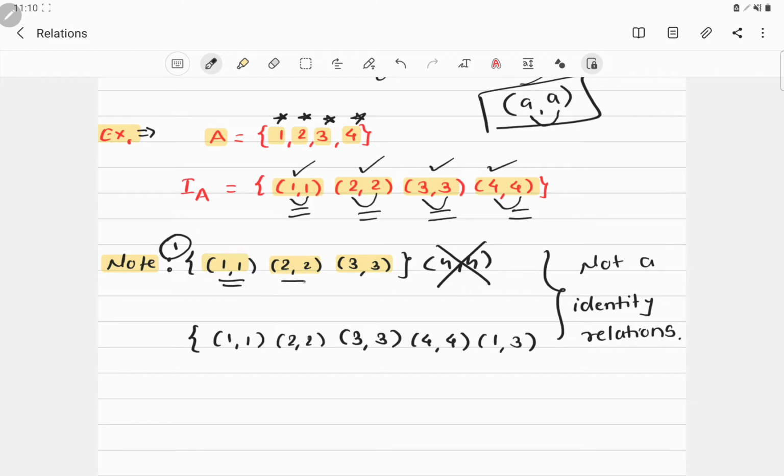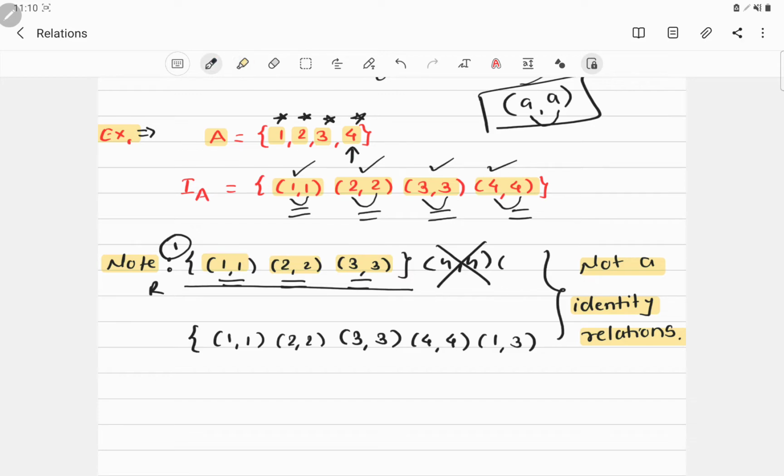It's not enough that (1, 1), (2, 2), (3, 3) is present. Make sure that if 4 is present, then (4, 4) is also there. If in the given set 5 is present, then make sure that (5, 5) is also present. Then and only then is it called identity relation. So friends, in this note number 2, whatever relation is given is not an identity relation. The reason is simple: (4, 4) is not present in it.